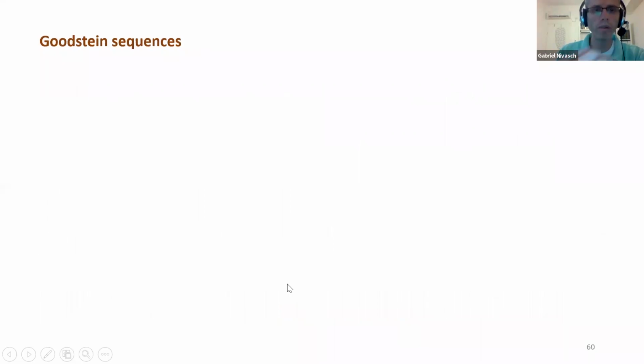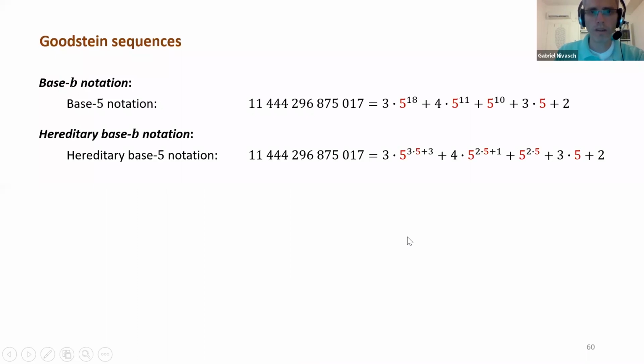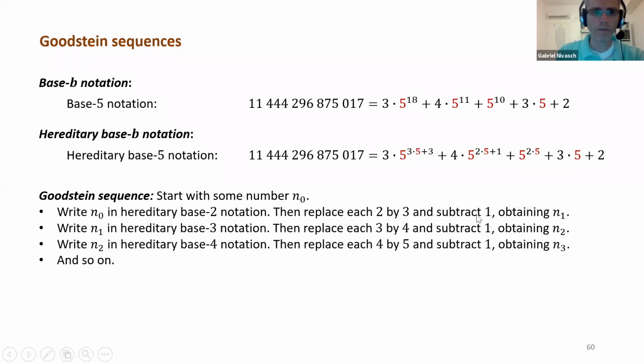came the Goodstein sequences, which work like this. You can write a number in any base that you like, in base 5, and you can write it in a hereditary base 5 notation. And then given any number, you do like this. You first write it in hereditary base 2 notation. Then you replace each 2 by a 3 and subtract 1. Then you write it in hereditary base 3 notation. Then you replace each 3 by a 4 and subtract 1, and so on.